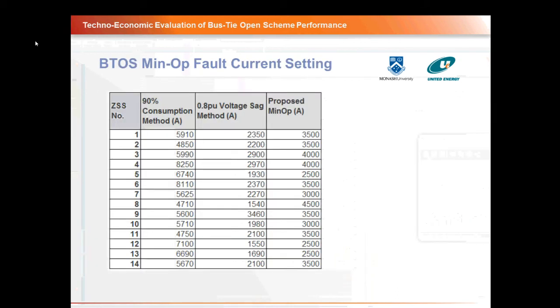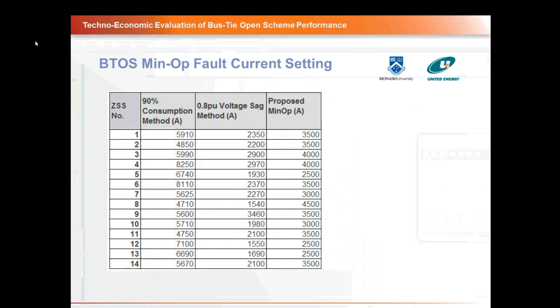define min-op fault current settings for each zone substation. So at the moment, the min-op fault current setting is 5,000 amps. The reason this min-op fault current setting is needed is because we don't want the bus tie circuit breaker to trip for every single fault that occurs. This is for a number of reasons.